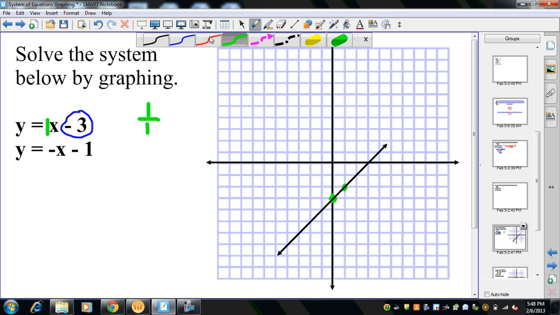Now let's do the next one. y equals -x minus 1. This is my y-intercept at -1. So I'm going to put a point here at -1. The y-intercept is just where it crosses the y-axis.